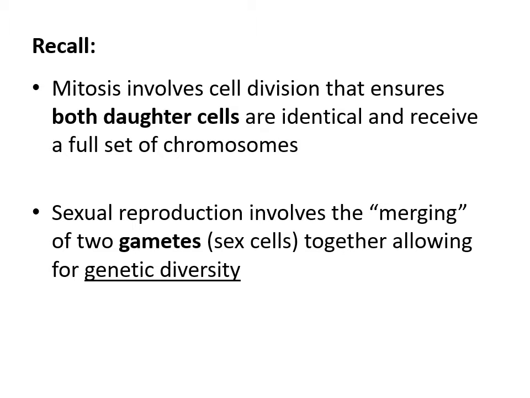Sexual reproduction involves merging of two gametes from two separate individuals, and this allows the genetic information from one person to be mixed with the genetic information from another person, allowing for greater genetic diversity, which is essential for the survival of a species.